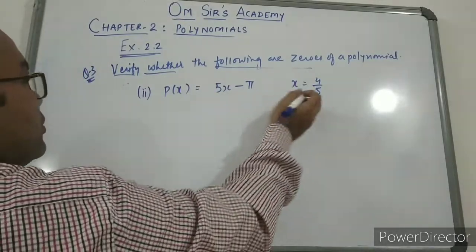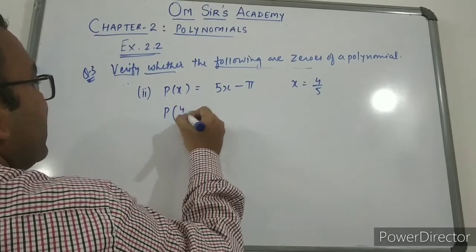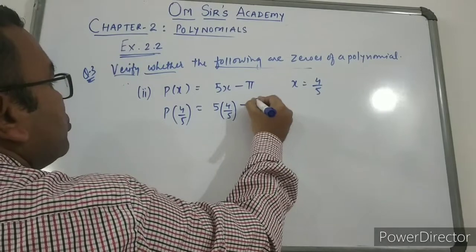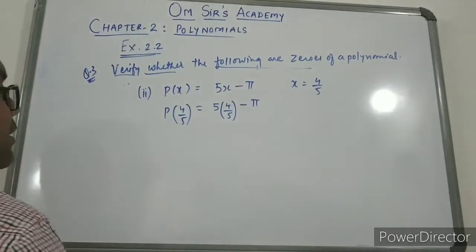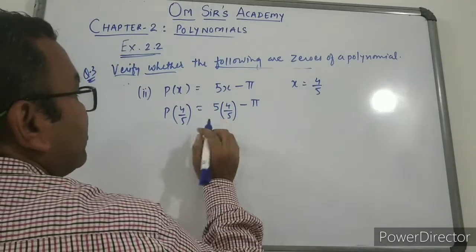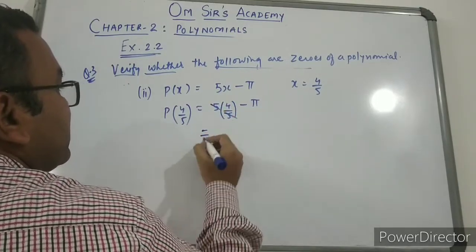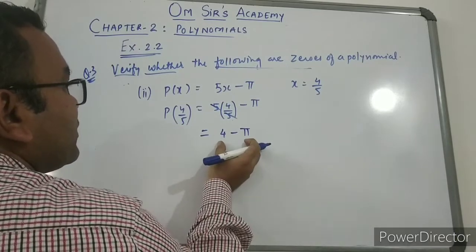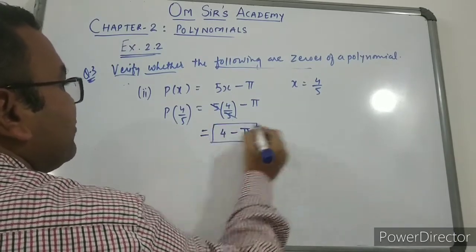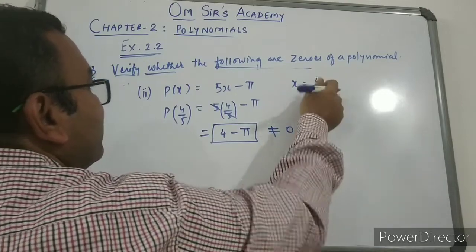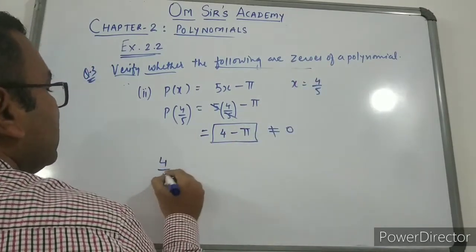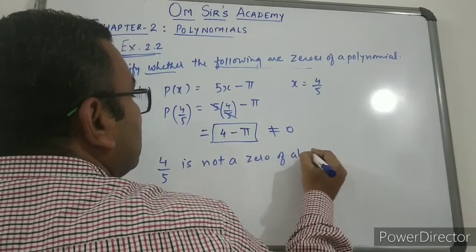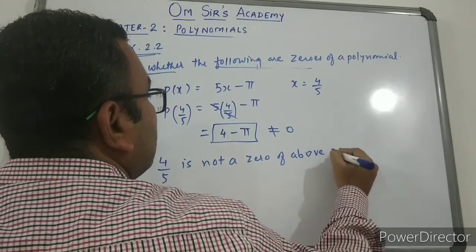Now if I substitute 4 upon 5 instead of x, what will it become? 5 into 4 upon 5 minus pi. Don't put the value of pi in this case, friends. It will be pi only. So this 5 will get cancelled. So what will remain? 4 minus pi. Now both are unlike terms. So this is my final answer, which is not equal to 0. So we can say that 4 upon 5 is not a zero of the above polynomial.